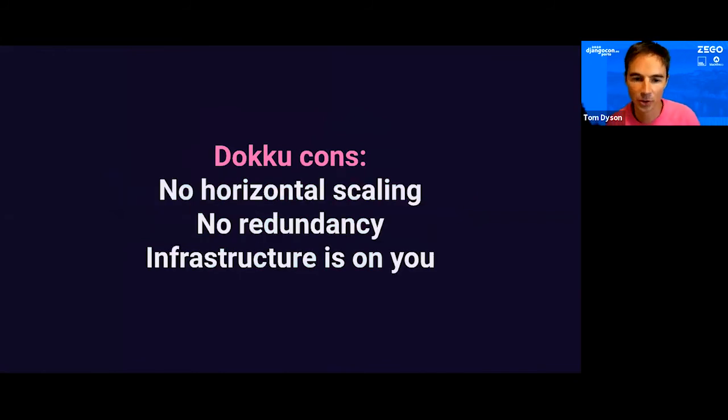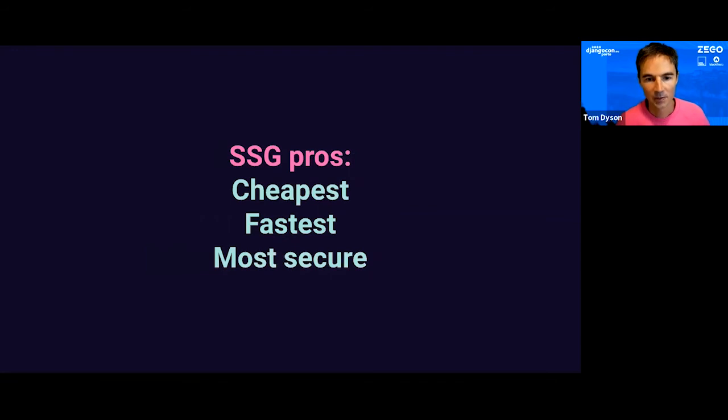On the other hand, Dokku doesn't have horizontal scaling, so if you need more instances, you can't have lots of Dokku instances next to each other. And in a similar way, there's no redundancy. If the hard disk dies on your machine, then all your sites will go. The infrastructure is on you. Static site generation, the pros are pretty convincing. It's the cheapest way to host your site. You cannot be faster than a static site, and you cannot hack a static site. So it's pretty compelling for all these reasons.